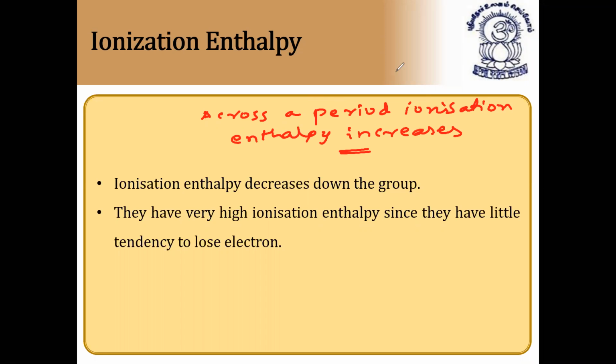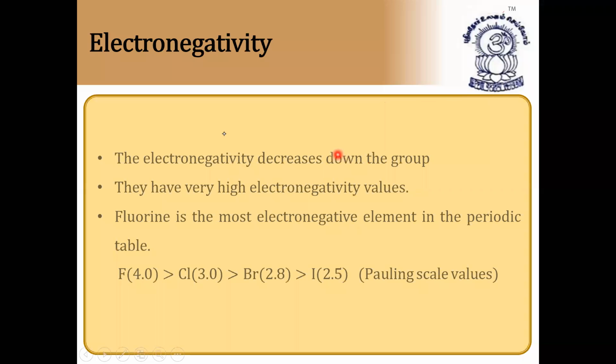So this is about ionization enthalpy, variation of ionization enthalpy. Next, electronegativity. The electronegativity decreases down the group because fluorine has the highest electronegative value. As I told you, it is 4.0, chlorine is 3, bromine is 2.8, and iodine is 2.5 based on the Pauling scale values. So the electronegativity decreases down the group. They have very high electronegativity values when compared to other elements in the periodic table. Fluorine is the most electronegative element in the periodic table, as we already know.